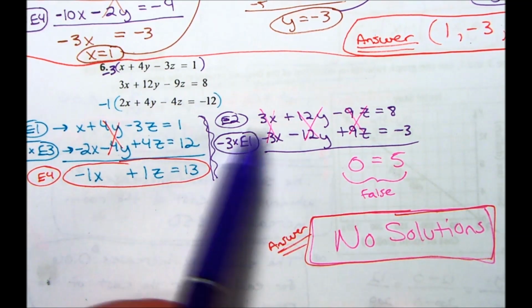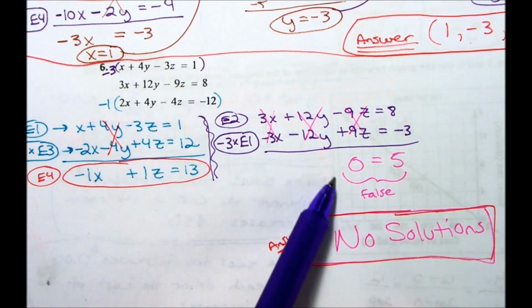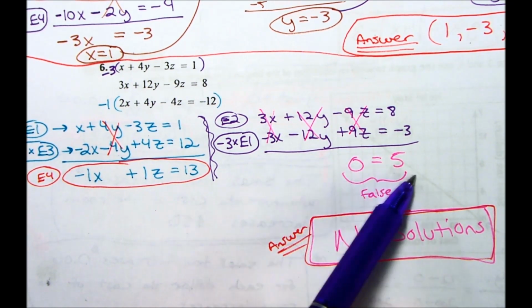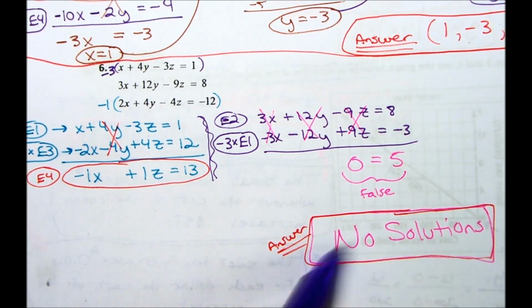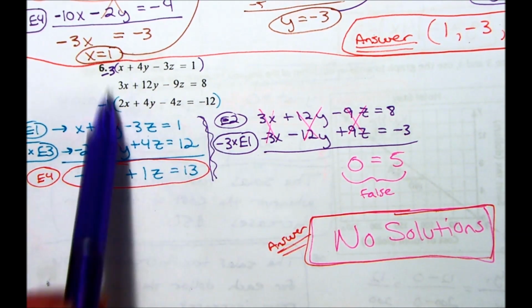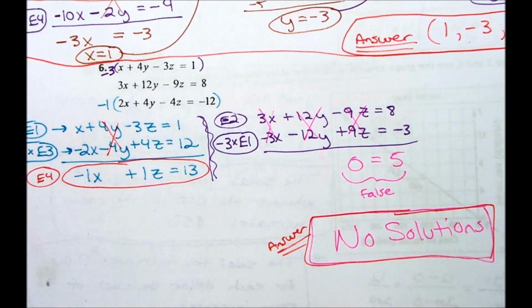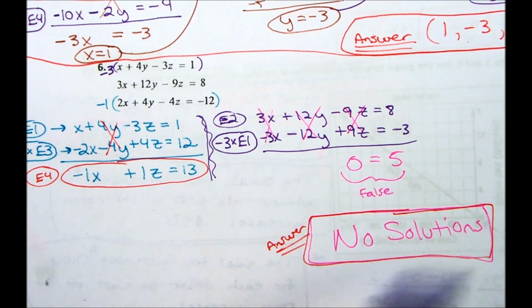So when that happens, where all your variables cancel out and you end up with two numbers that are not equal to each other, you would write no solutions for your answer. So these 3 linear equations would never cross, is basically the point. So there would be no solutions.